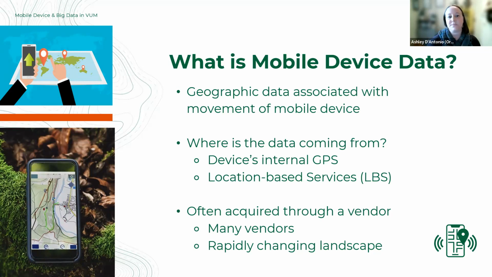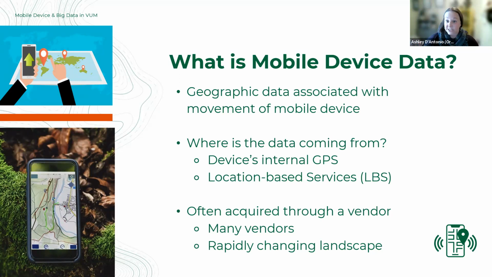The data comes from a couple of different sources. It can come from your phone's internal GPS, or it can come from something called location-based services. I'm going to give a little bit of background on those differences because it's important for understanding the accuracy of this data, where it's best used, and where it might not be as helpful. Your phone's internal GPS works just like a handheld GPS. It connects to satellites, so it generally requires an open sky and access to those satellites.